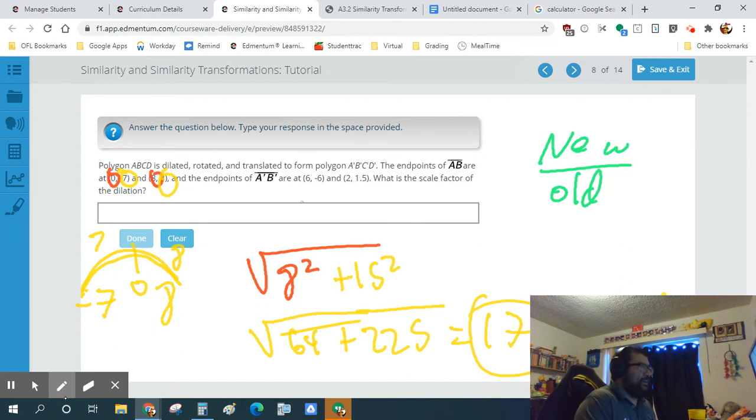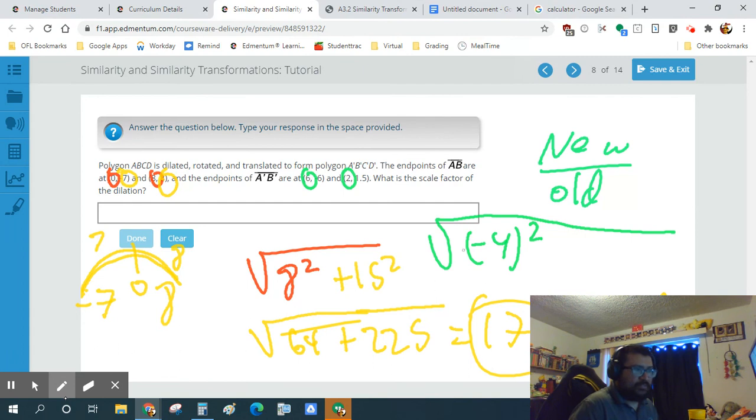Now we have to find our new. In order to find our new, we're going from 6 to 2, so we went -4. That was our run, sorry, that was our x. And our change in y, from -6 all the way to 0 is 6, but then we're also going to hop over to 1.5.